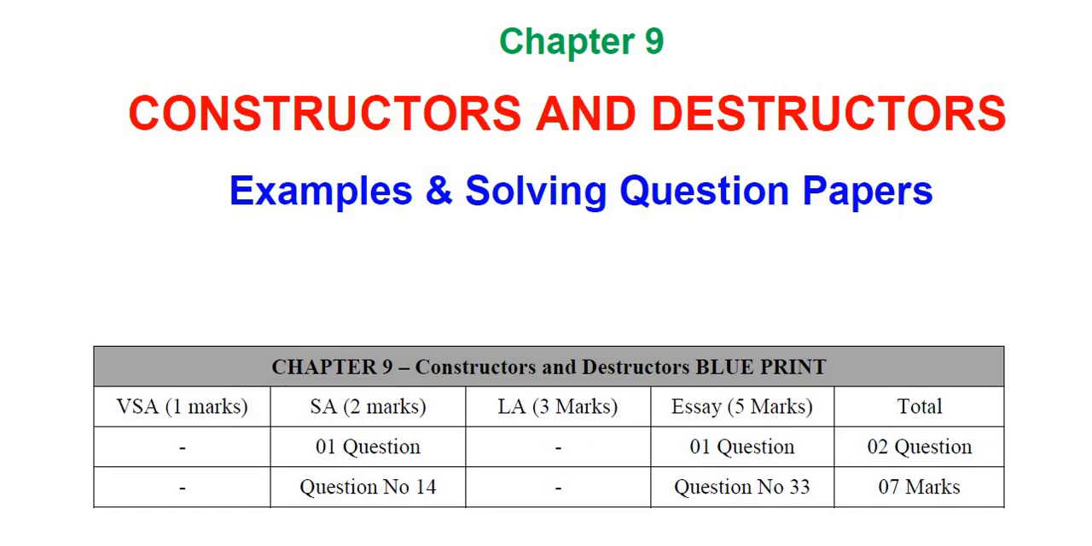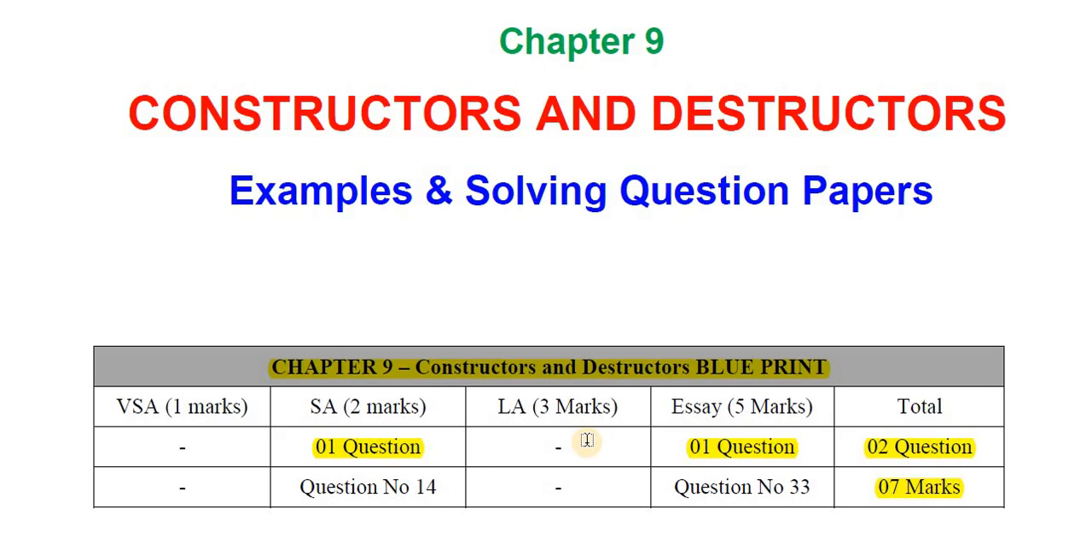Actually this 9th chapter, constructors and destructors, is of total 7 marks. So in the examination you will get total 2 questions from this chapter: 1 question of 2 marks, and 1 question of 5 marks. Total 2 questions, and 2 plus 5 is 7 marks. But this year you will get another 3 marks question. So total you will get 3 questions from this chapter for 10 marks.